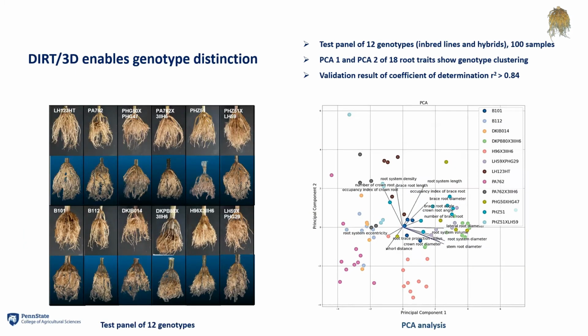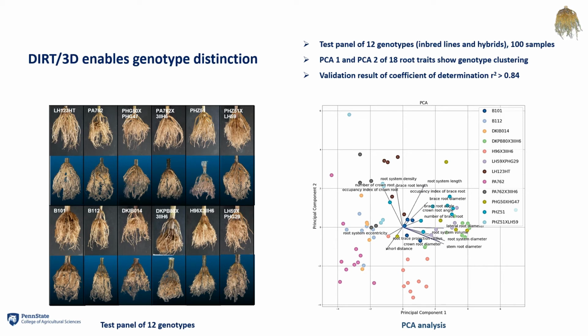To answer this question, we validated DIRT3D on a test panel of 12 maize genotypes. The sample root images of each genotype and its 3D models are shown here. After validation, we got a promising result with coefficients of determination above 0.84 for all important traits. Given that DIRT3D can reliably measure 3D root traits, can it distinguish genotypes?